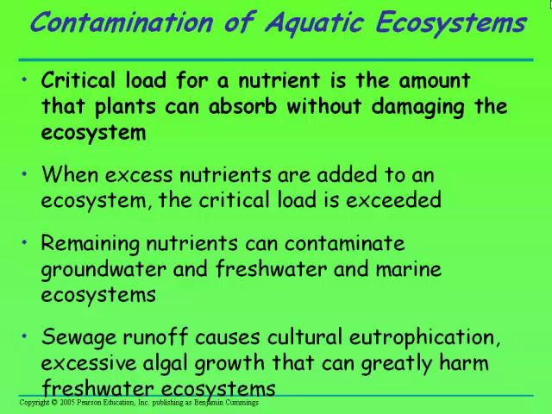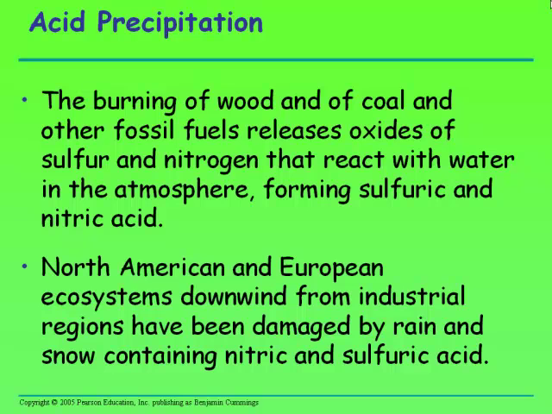Critical load for a nutrient is the amount that plants can absorb without damaging the ecosystem. So when excess nutrients are added, the critical load is exceeded, and the remaining nutrients can contaminate groundwater, freshwater, and marine ecosystems. Sewage runoff, which has a lot of nitrogen, can cause cultural eutrophication, resulting in excessive algal growth that greatly harms freshwater systems, chokes out other life, and causes death among fish species.